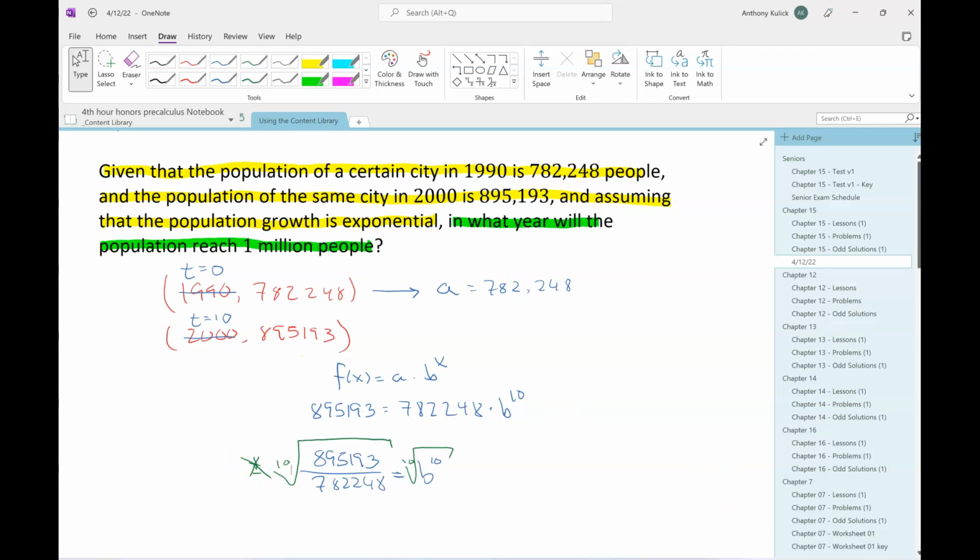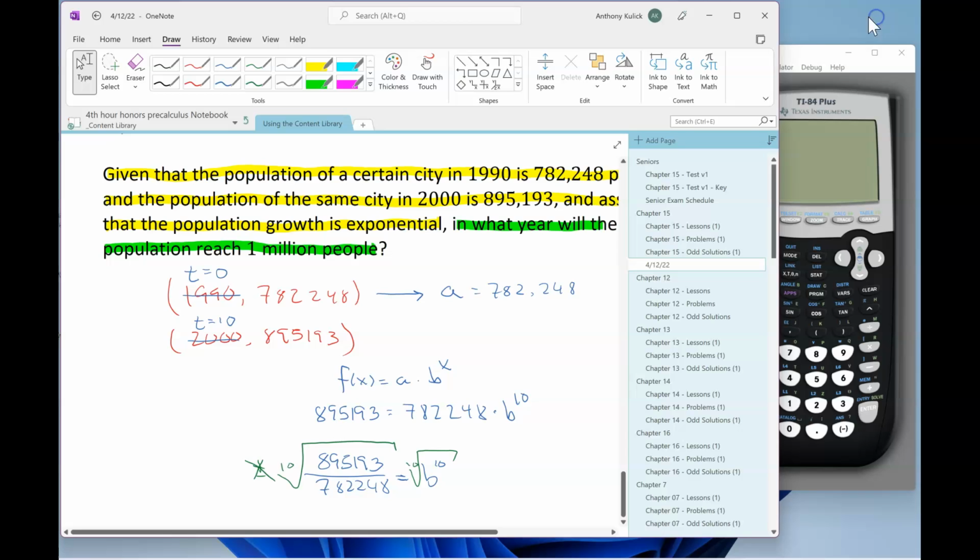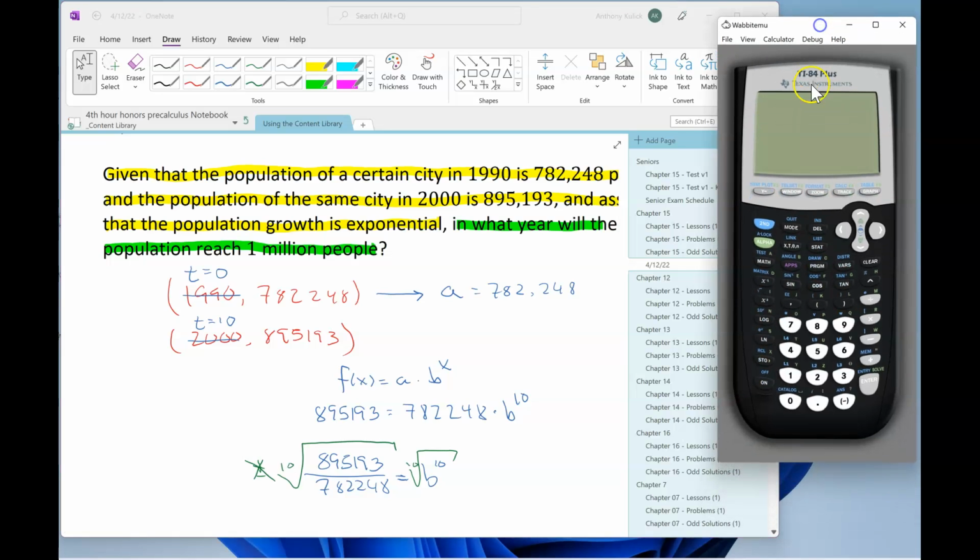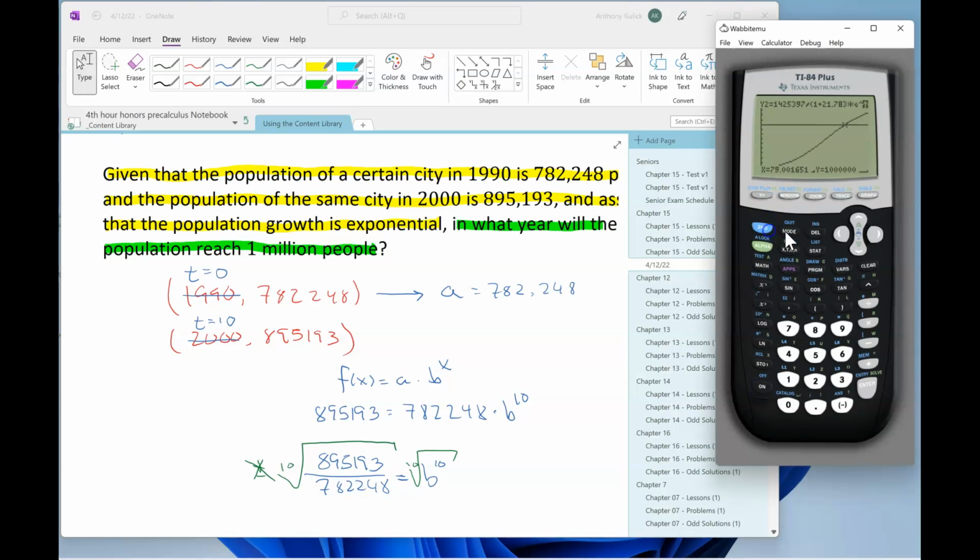Just cross that out. All right, let's go to our calculator now. So the 10th root, how do I get a 10th root? Type the number 10. I'm going to press the math button and choose option 5. That allows me to have a root of any size, particularly in this case, I picked a 10th root. And then I'll just type in my stuff.